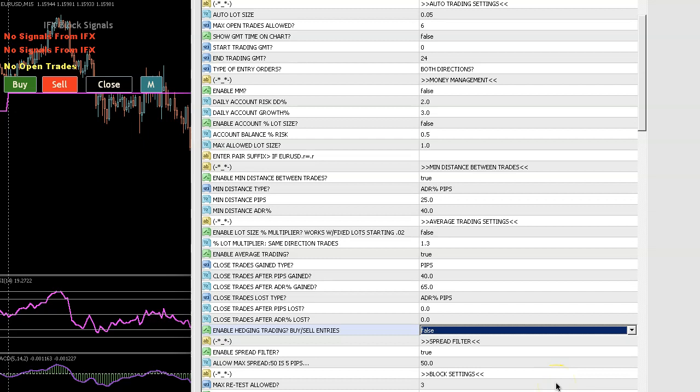If you want averaging, that means that if the first trade did not hit your take profit, and a second trade opens in the same direction, then they're going to work as a group and reach a certain percentage of pips as a group. That's pretty much what averaging means. And if you want to set a lot size multiplier, that means the second trade is going to open a little bit higher, then the third, and so on and so forth.